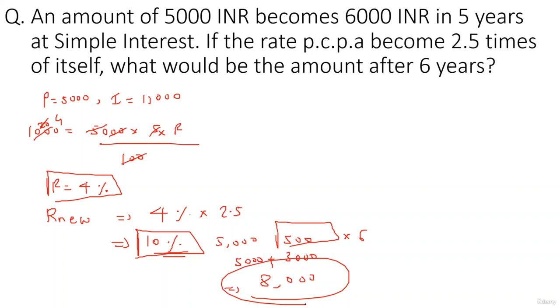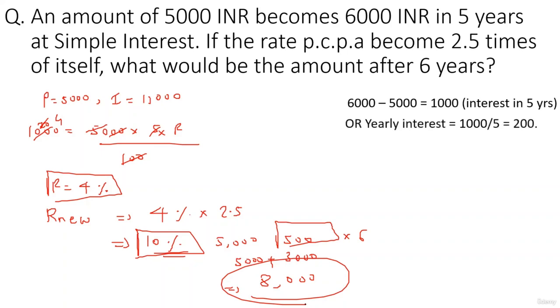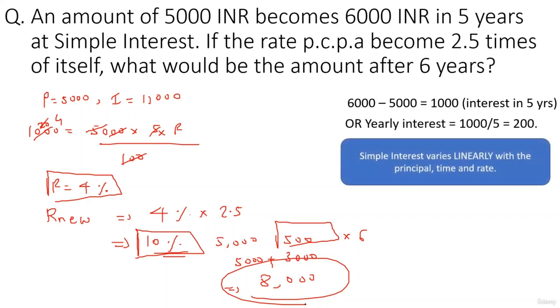If you're making equations. Okay, let's look at a much quicker way to solve this question. Same thing. First of all, 6,000 minus 5,000, the difference is 1,000, right? The interest in 5 years. So how much interest was there in one year? 200 rupees. Now guys, understand that the formula for simple interest is P into N into R by 100, right? So we saw that I is equal to P into N into R by 100.